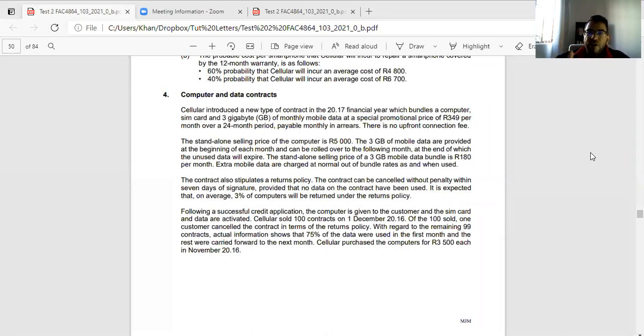So what happens on day 1? So let's say we sold 10 bundles, right? Now remember, you can't return data because data is being delivered on a monthly basis. So it's only the computer that can be returned. Okay, so what would happen on day 1? We may recognize revenue, right? But on day 1, what we have to recognize is a refund liability of 3%.